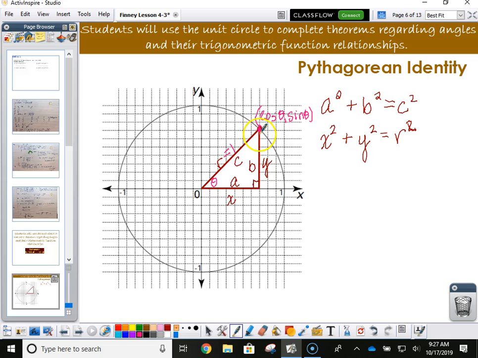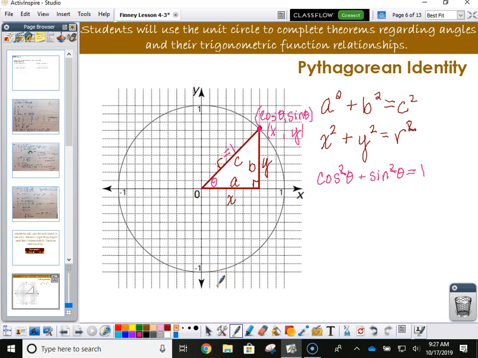These are the fundamental things of trig, the unit circle, which means that since this is the ordered pair (x, y), we can replace x with cosine and we can replace y with sine. So our formula for the Pythagorean identity is cosine squared theta plus sine squared theta equals 1.